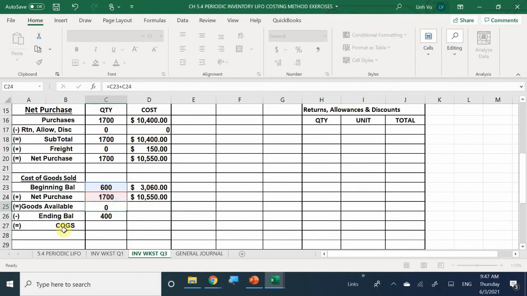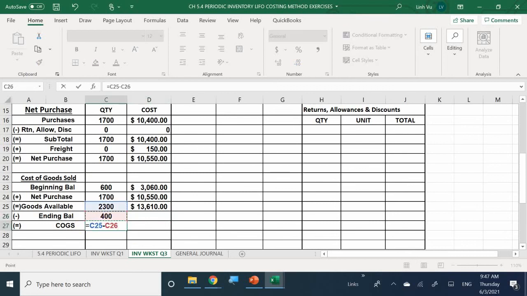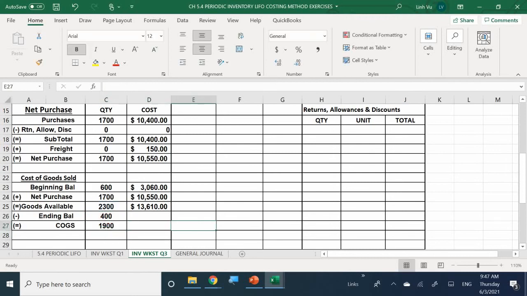Would it be 2,300 pieces? What's my total cost of goods available? 13,610. Good. 13,610, right? Now that we were given that we had 400 units on hand, how many items did I sell? 1,900. We sold 1,900.